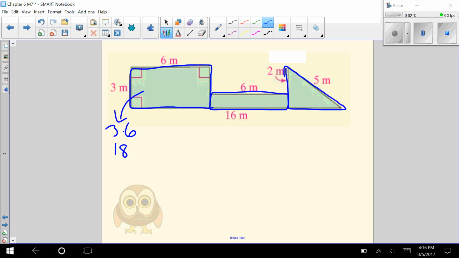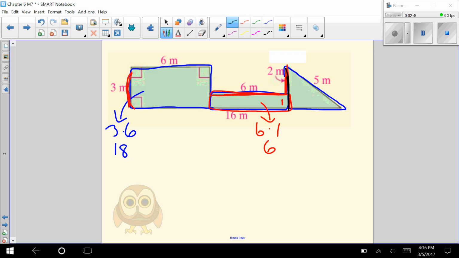All right. Now, we know if this piece is 2 and this whole side is 3, clearly this has to be a 1 in there. So this rectangle in the middle is 6 wide and 1 high, which means its area is 6 times 1, or just 6. And then finally, we'll look at this triangle on the end.